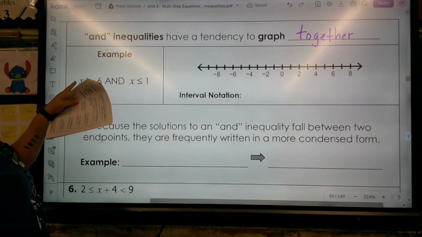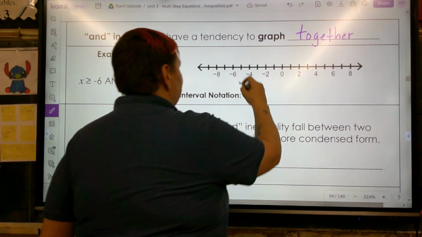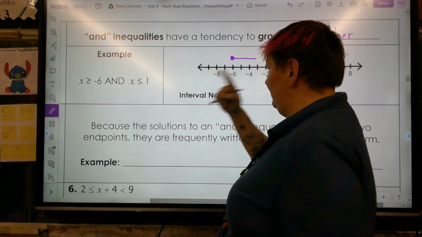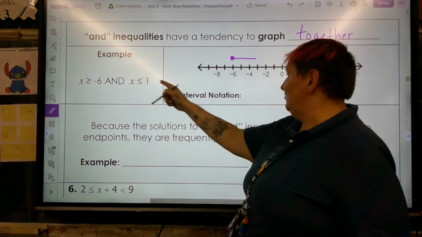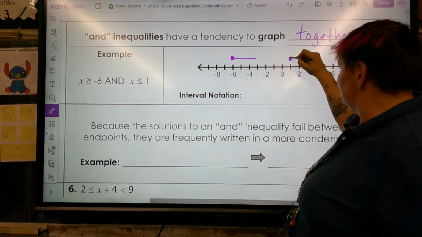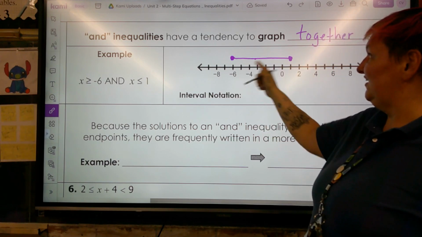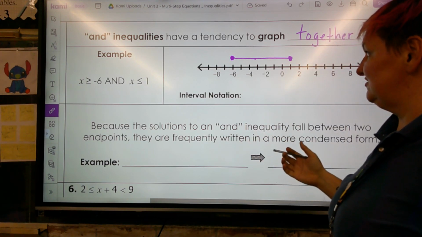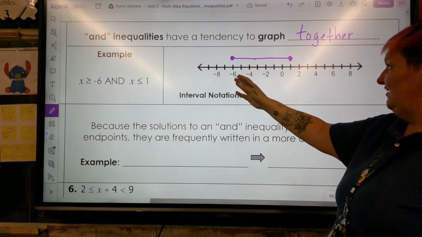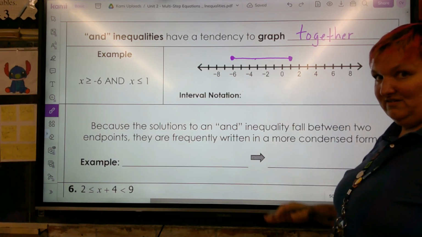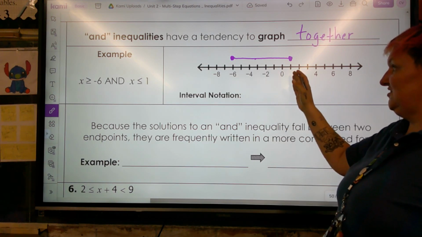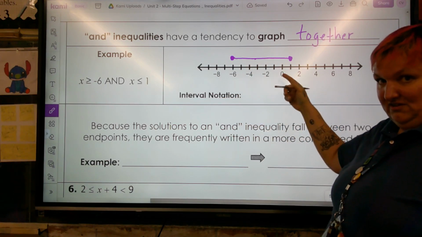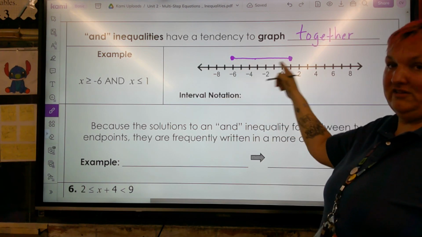So x is greater than or equal to negative 6. So this, and it's pointing to the right. Or x is less than or equal to 1. So it's less than or equal. It tends to connect to make one little section that has your possible answers. X can only be between negative 6 and 1. It could include negative 6 and 1. It told us that. So solid to solid. This is what x could be, that little chunk of the number line.